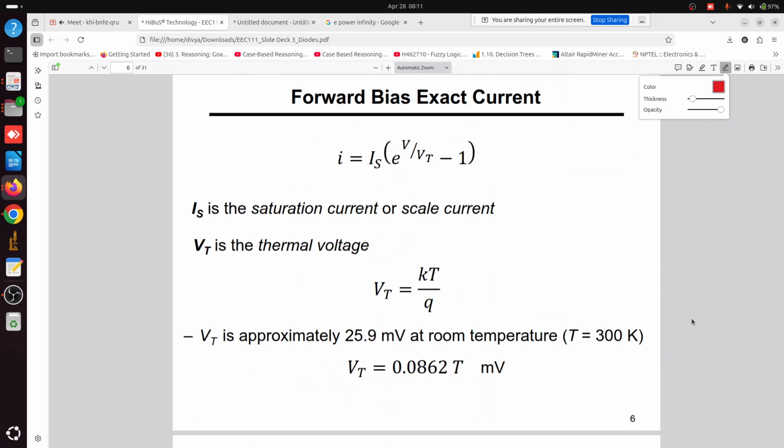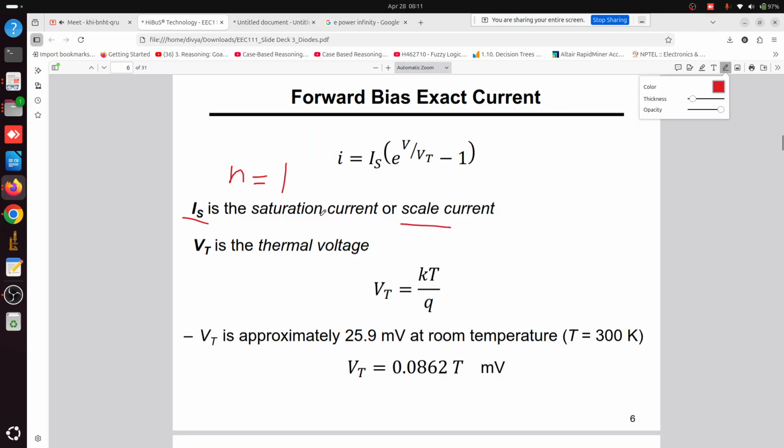So you have I is equal to Is e power V by Vt. Actually, you will have n. For ideal cases, n is equal to 1. So I is equal to Is times e power V by Vt minus 1. Is is the saturation current. It is also called scale current. It is reverse saturation current or scale current or just saturation current.